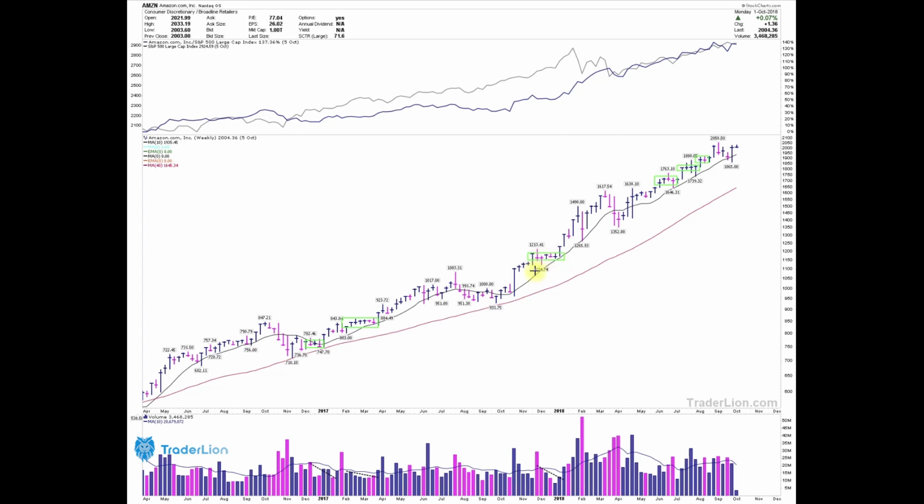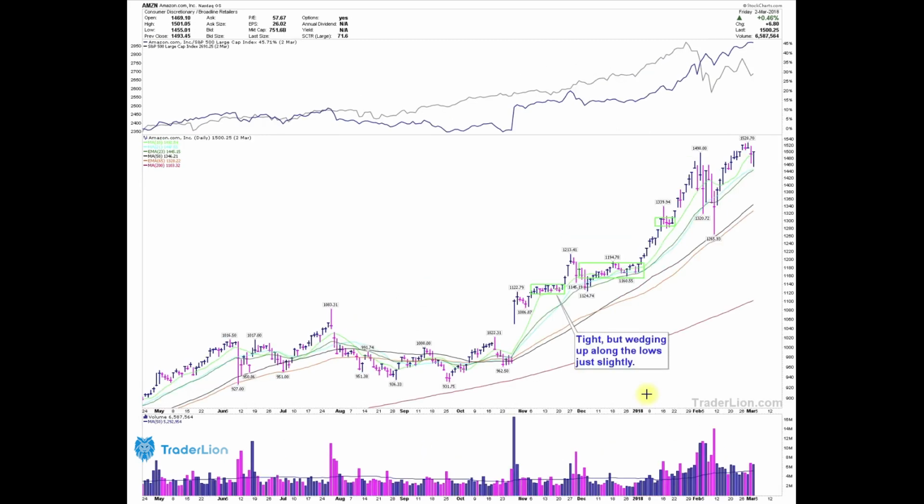We've got nice tight action as volume dries up and comes in well below average, and then we can see volume pick up above average again as the stock breaks out to new highs and starts trending higher again. Let's go ahead and take a look at this now at the corresponding areas on Amazon's daily chart. Okay, so we're back to Amazon's corresponding daily chart for the areas we just discussed on its weekly.